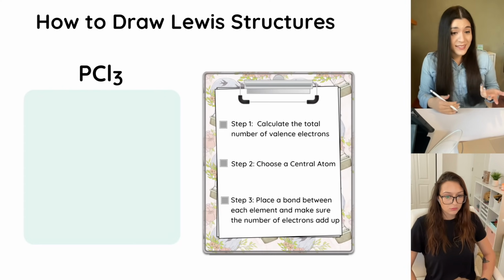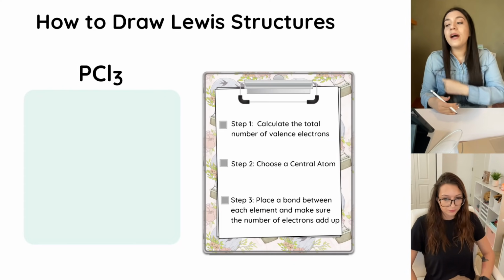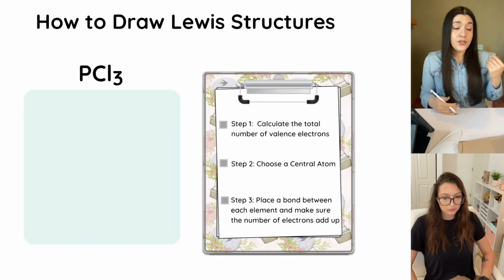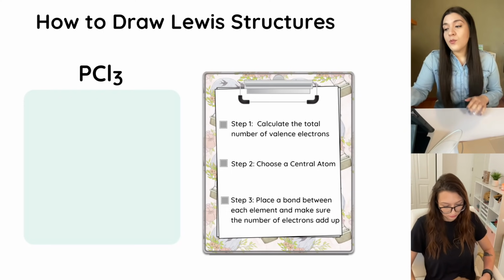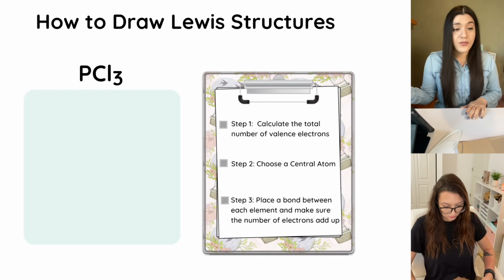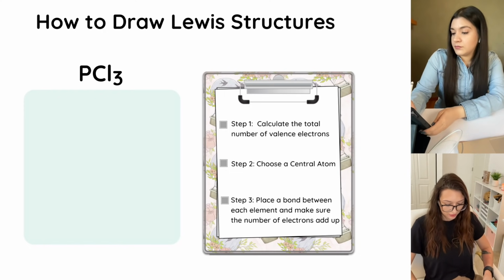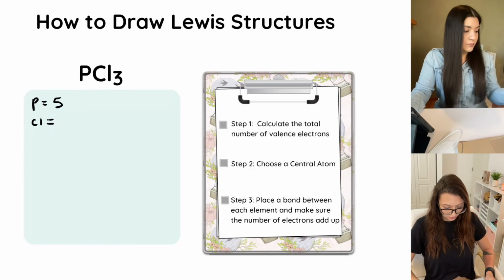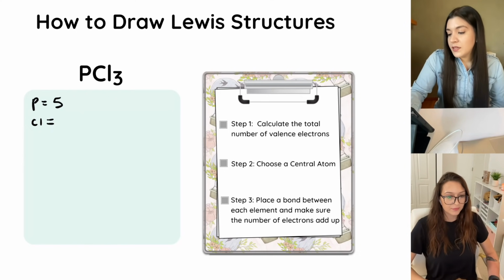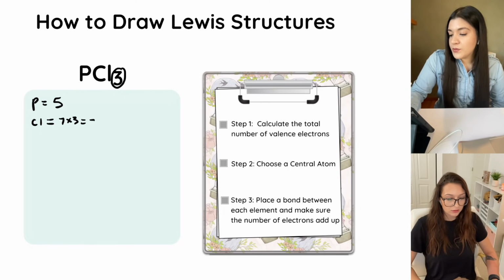I'm going to keep applying the octet rule and the steps that we went through to draw a Lewis structure. So once again, let's start with the first part, calculating the total number of valence electrons. How many valence electrons does phosphorus have? 5. Yes. What about chlorine? 7. Good. And then we'd multiply by 3 because there are 3 chlorines. So 21. We'd add these together. So 5 plus 21 is 26 electrons.